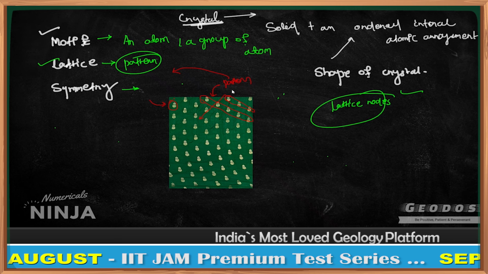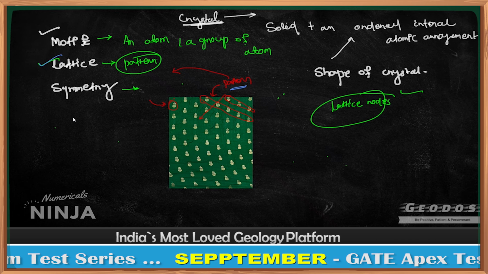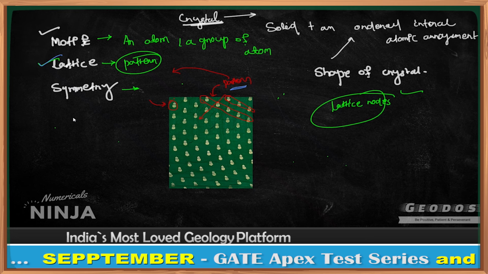I don't know why it is not functioning well, but I'm just trying my best. So this is called the pattern, and this pattern is basically called the lattice.